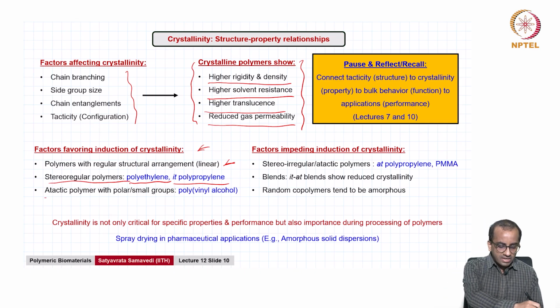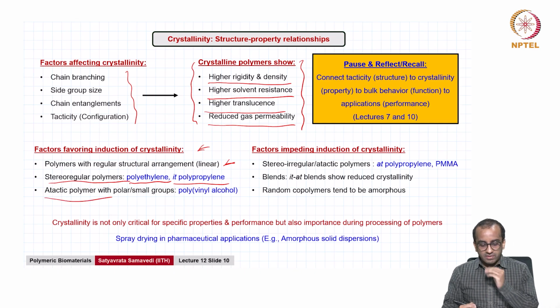You can also occasionally have atactic polymers with very small polar or side groups, where it does not have a large steric hindrance, that can also help crystallization, or those can also crystallize easily. One example of that is polyvinyl alcohol.